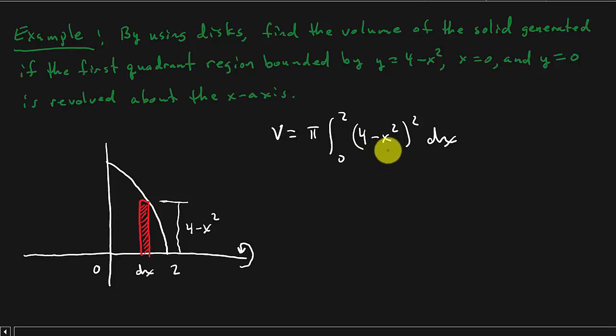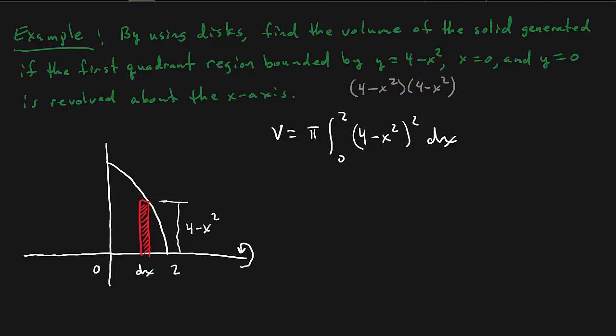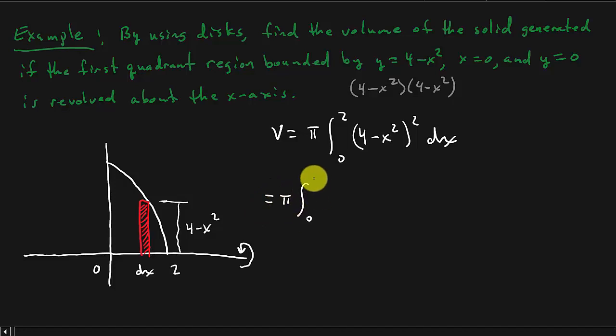So now, oh, look at this. We've got to multiply that out. Remember, this is like 4 minus x squared times 4 minus x squared. We've got to multiply that out. So I get the volume is equal to pi integral from 0 to 2 of 16 minus 8x squared plus x to the 4th dx.